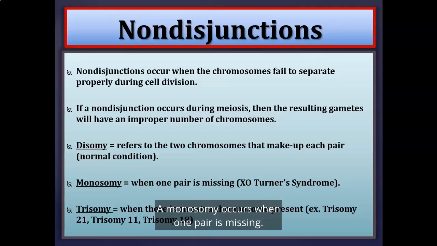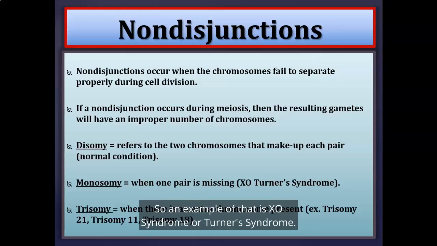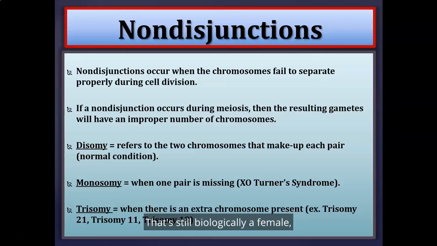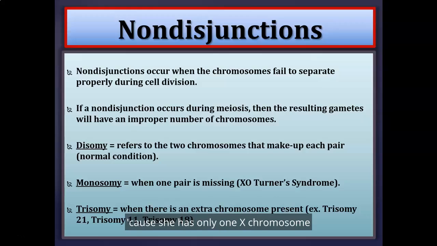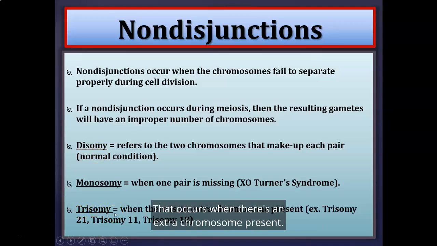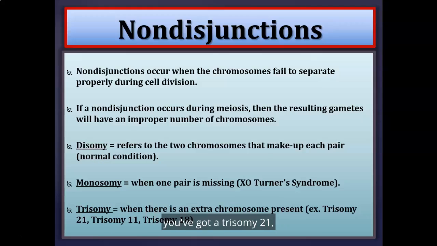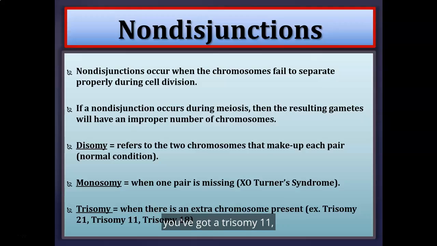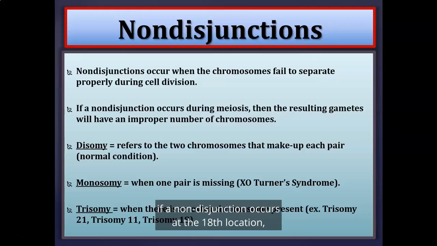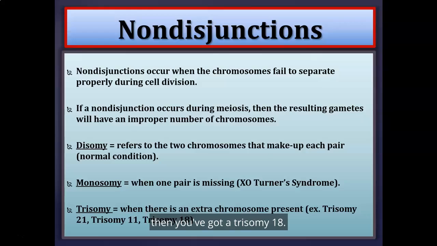A monosomy occurs when one pair is missing. So an example of that is XO syndrome or Turner syndrome. That's still biologically a female, but she will have some genetic abnormalities because she has only one X chromosome and not a second X chromosome. A trisomy, so break that word up. Tri means 3, somy means chromosome. That occurs when there's an extra chromosome present. So if a non-disjunction occurs at the 21st location, you've got a trisomy 21. If a non-disjunction occurs at the 11th location, you've got a trisomy 11. If a non-disjunction occurs at the 18th location, then you've got a trisomy 18.